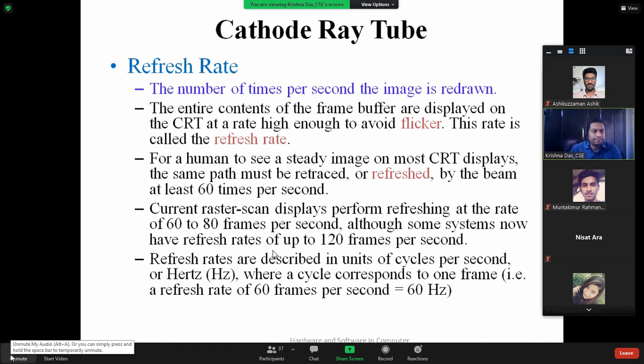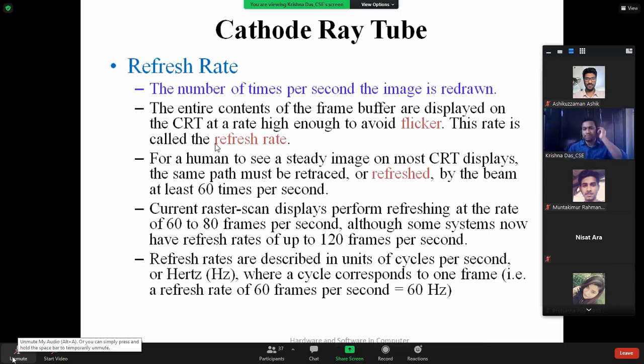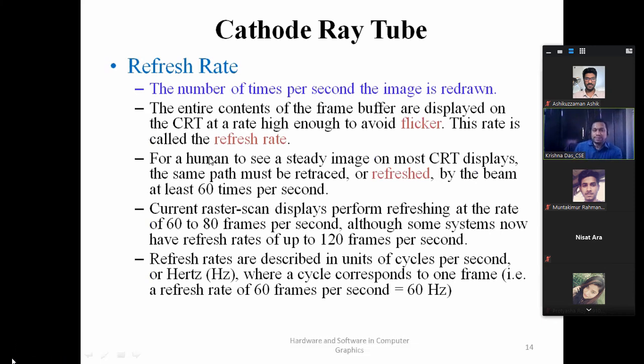Tariqul Islam, can you hear me? Yes, sir. What about refresh rate? Say I have a device whose refresh rate is 80 Hertz. What do you mean by that?